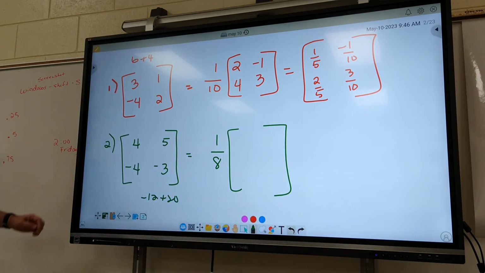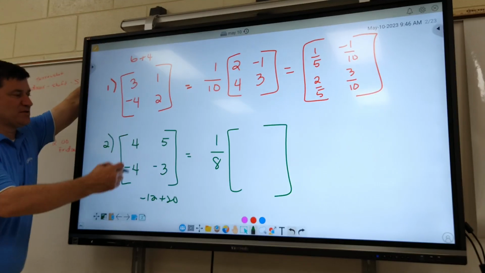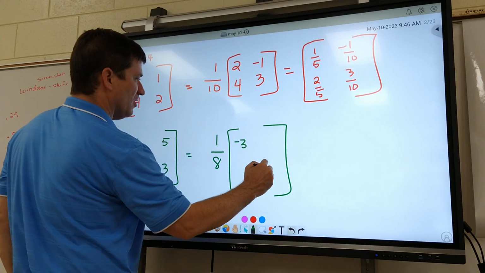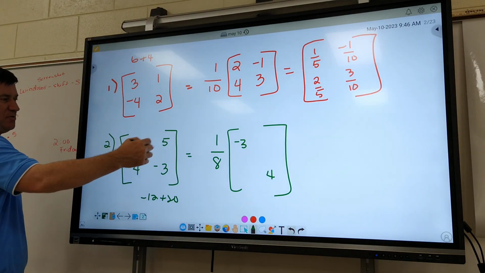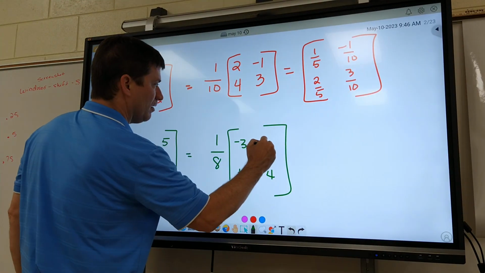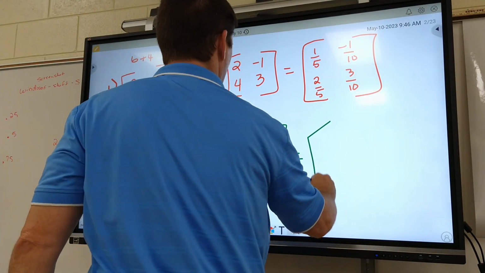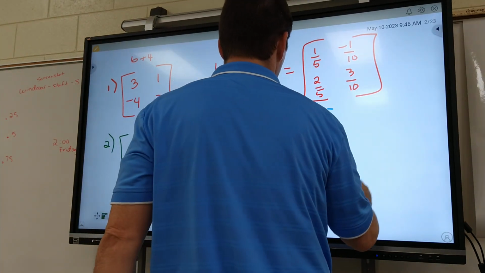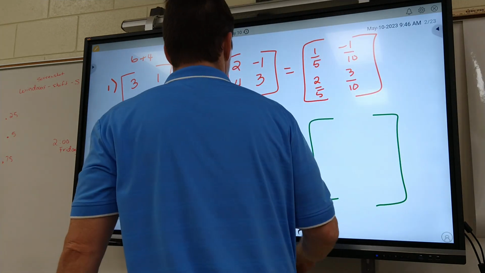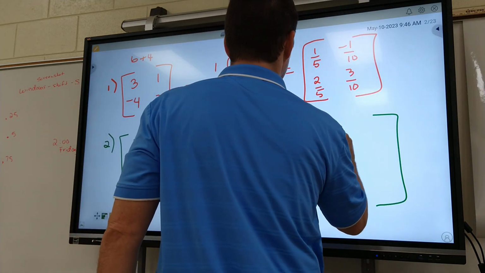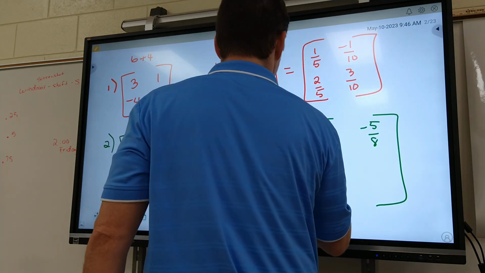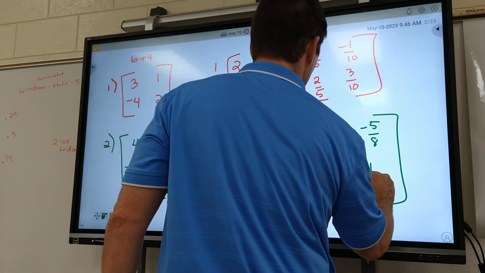All right, Matthew, explain to me, how do I rearrange my numbers on number 2? What about this first diagonal? Swap them. Negative 3 here, 4 there. What about the second diagonal? Good. So positive 4 there, negative 5 there. Now take your calculator and distribute 1/8 to each number. You'll get negative 3 over 8. Negative 5 over 8. 4 over 8 is 1/2, and you write that one twice.